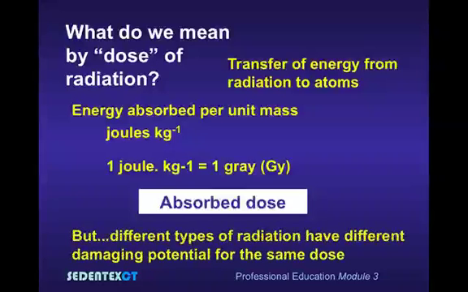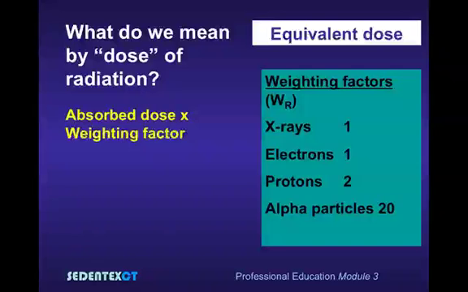Unfortunately, things aren't that simple. Different types of radiation have different damaging potential for the same dose. This is rather a confusing subject, perhaps overcomplicated for our purposes. Nonetheless, it's important just to mention it. Some forms of radiation, such as alpha particles and protons, can exert far more damage for the same dose of radiation than do X-rays or electrons.